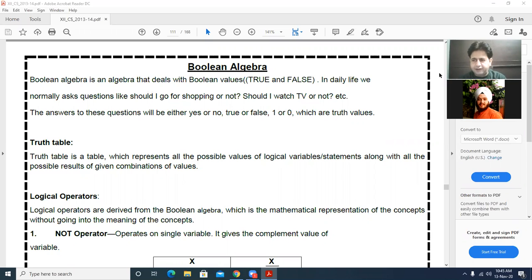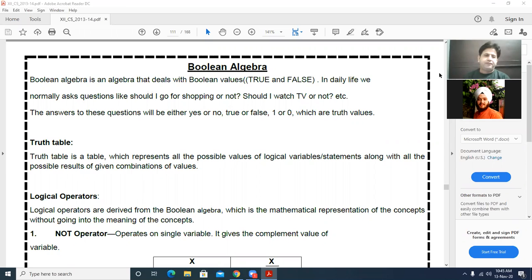And this chapter is chapter number... one minute, I will tell the chapter number of your book, better. This is chapter number 3, Boolean logic. So I'm going to continue this.